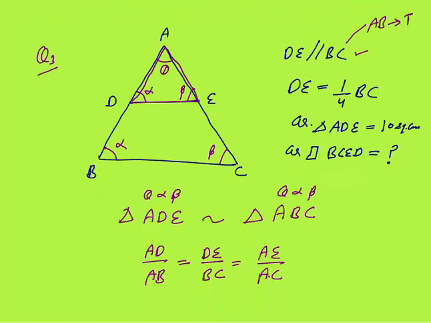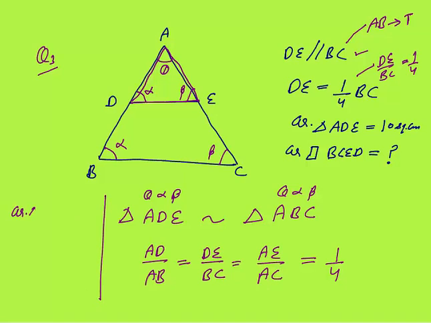We know that DE upon BC is 1 by 4. So all of this will be equal to 1 by 4. So the sides are in the ratio 1 is to 4. I told you that whenever the sides are in the ratio A is to B, the areas of the triangles will be in the ratio of the square of the sides. So can I say that?